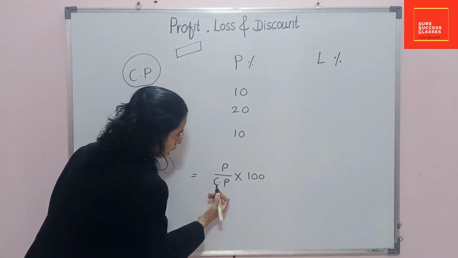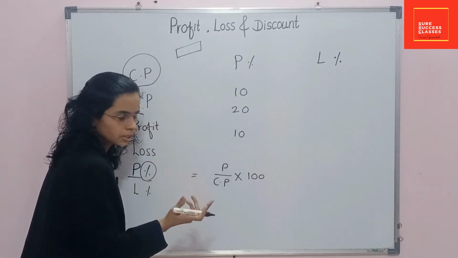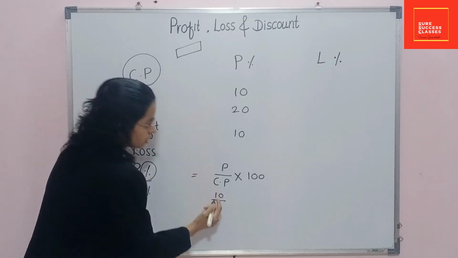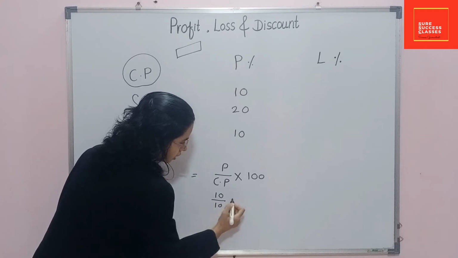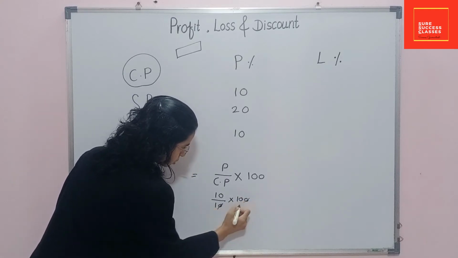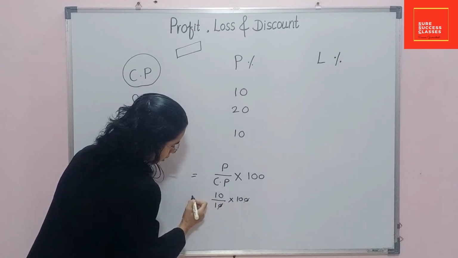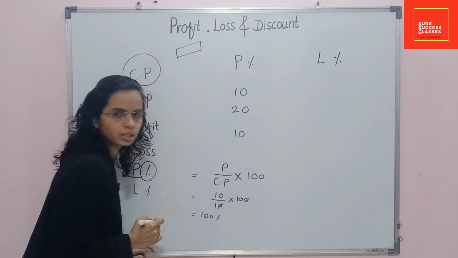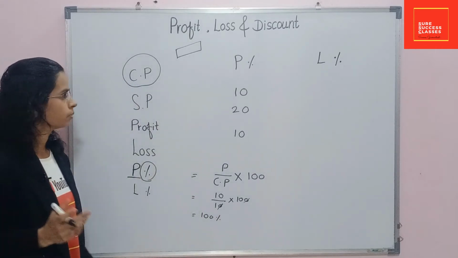So here our profit in percentage will be: 10 rupees is our profit, cost price is also 10 rupees, and multiplied by 100. Zeros cancel out, and 10 into 10 is 100%. It means here I am getting 100% profit.